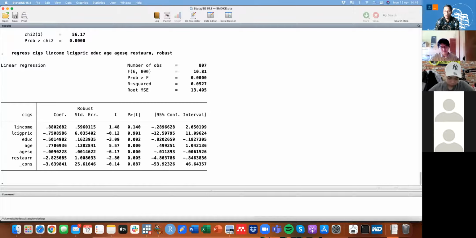Any questions on heteroskedasticity robust standard error? Let me know.